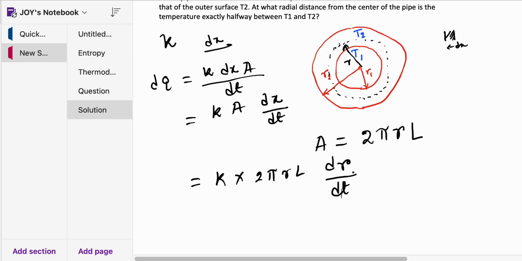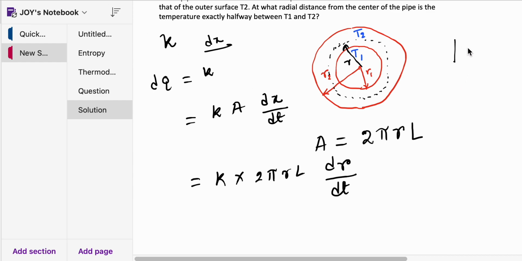Yes, I'm doing something wrong here, sorry guys. The dT here is the temperature gradient, it is not time actually. Okay, let me do it properly.